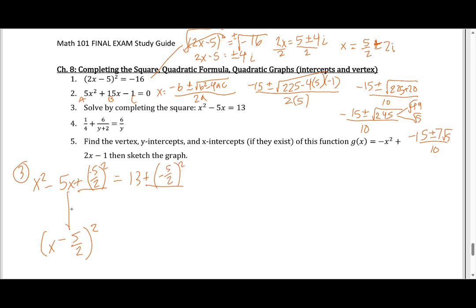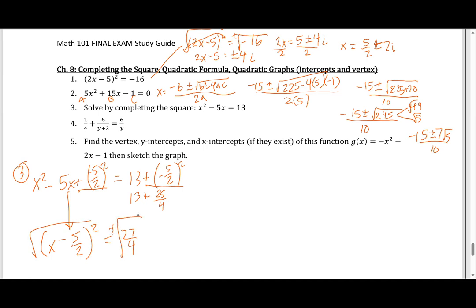And that already factors to be x minus 5 halves, or 2.5, squared. But we need to simplify the other side. So this is 13 plus 5 times 5 is 25. 2 times 2 is 4. And if we get those to have the common denominator, it all equals out to be 77 over 4. You can check that on your own, or use your calculator. And then just like on number 1, we're ready to square root. So I'll put my plus or minus so I don't forget it.